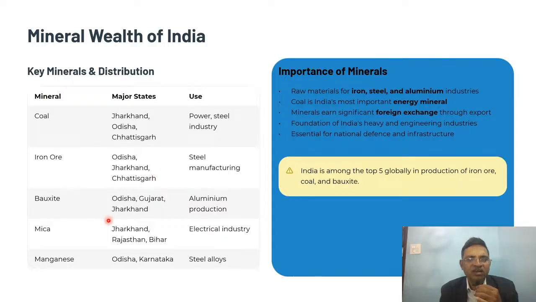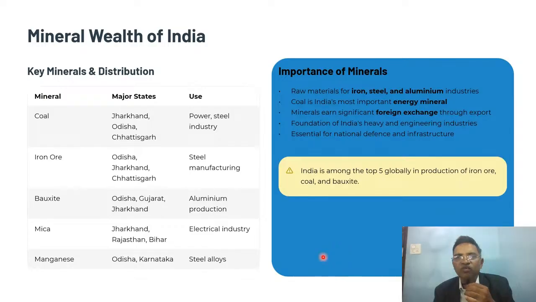Then bauxite: Odisha, Gujarat, Jharkhand. We use it for aluminium production. Mica: in Jharkhand and for metallurgical industries. Then manganese: Odisha, Karnataka. We use it for steel alloy.